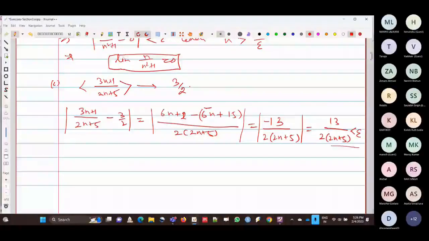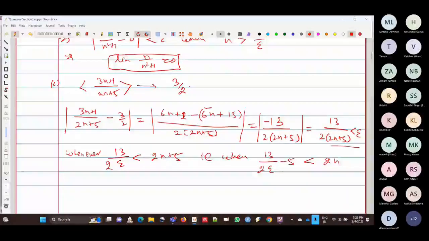We need to prove this should be less than epsilon. When is this going to be less than epsilon? This is a matter of simple algebra: 13 divided by epsilon is less than 2n plus 5. Whenever this holds, now we can compute 13 over epsilon minus 5.